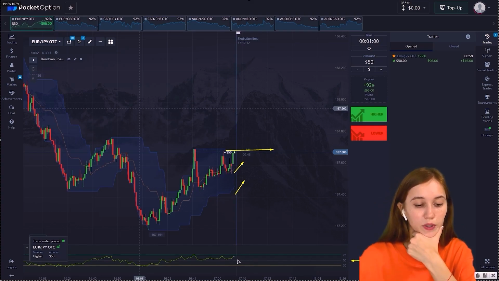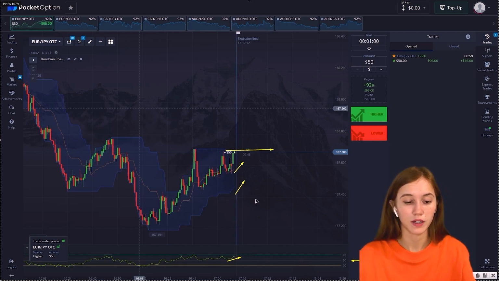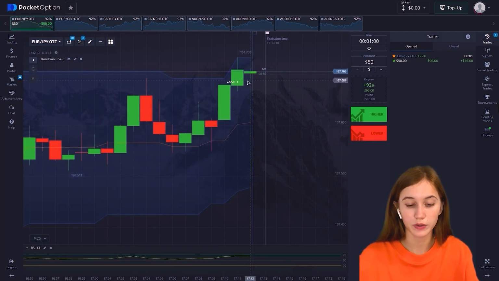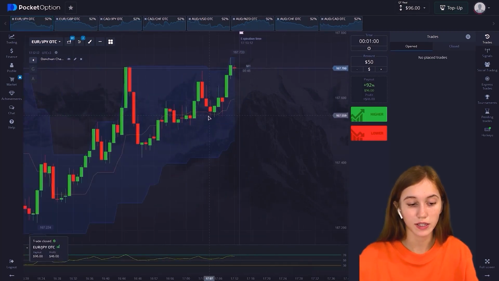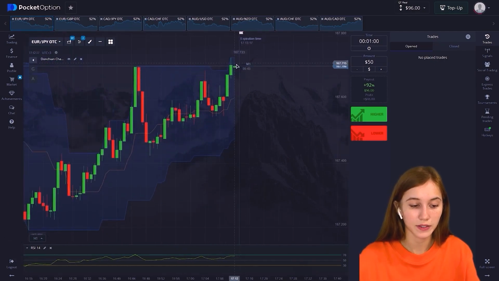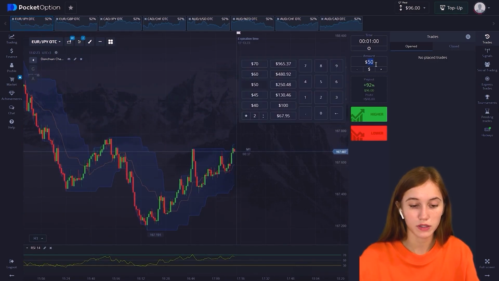On the RSI, we are also above the average market level of 50 and below overbought 70. Let's look at the chart. At the moment, we're above our opening point and the trade is closing positive. You can see it on the balance in the lower left corner. Let's increase the amount to 96 and move on to the next concept.